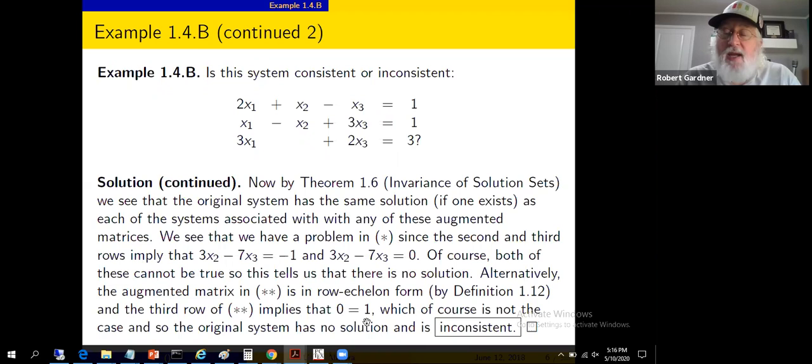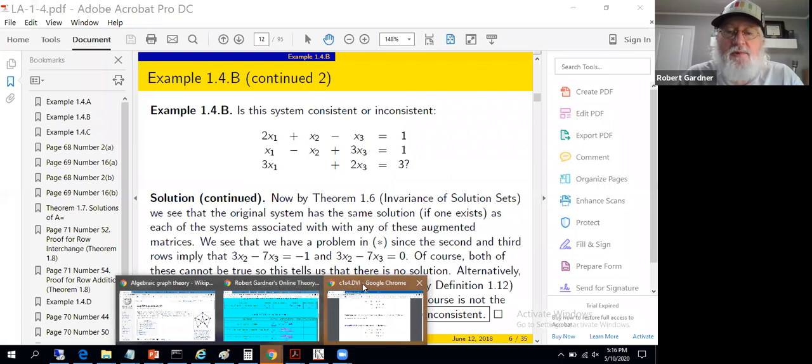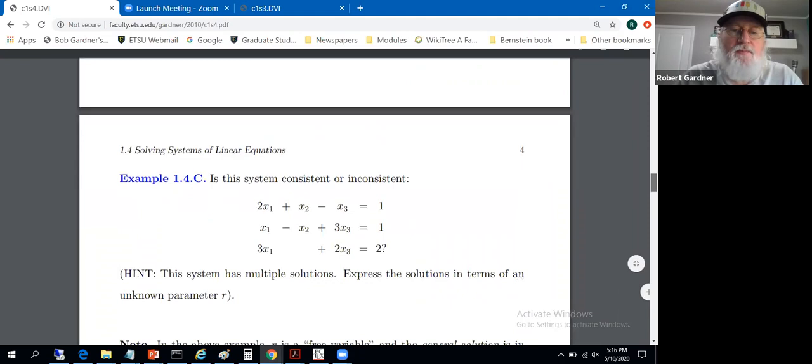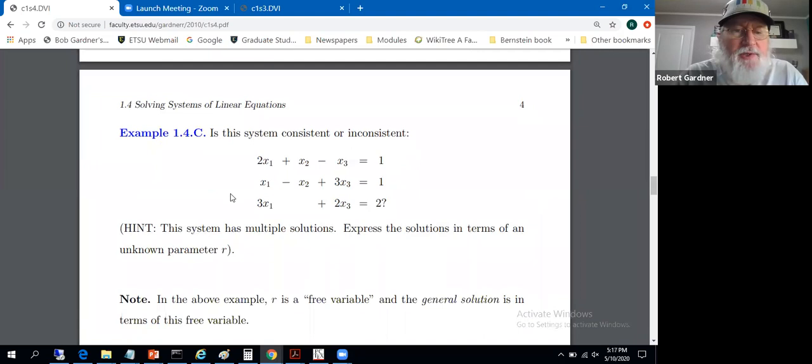So this technique we're using will allow us to find solutions when they're there, and it'll tell us that something's wrong when the system of equations has no solution, when it is inconsistent. What's next? We'll do some more examples fairly similar to those. Consistent or inconsistent was inconsistent. Let's do another one. Consistent or inconsistent? You get a little hint on this one: this system has multiple solutions. Express the solutions in terms of an unknown parameter r. Three things can happen, and this is our third example.